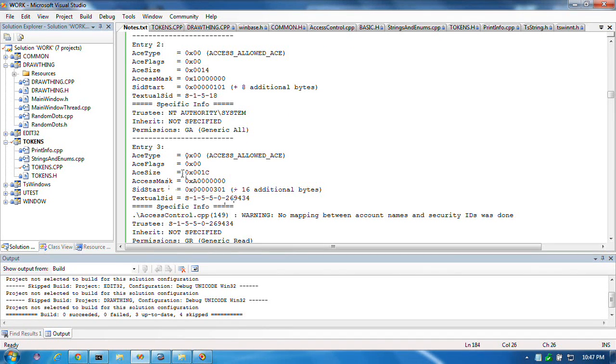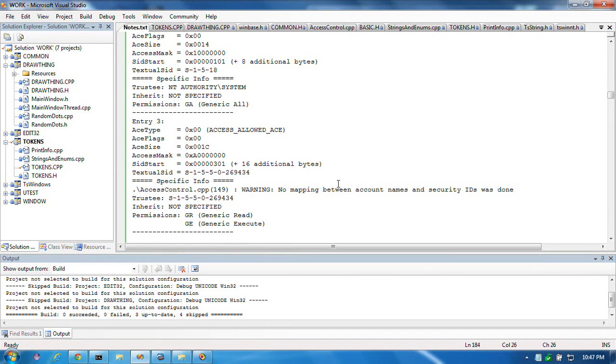Now there's this weird one, okay, and I get a warning. This was an assertion, turned into a warning, that this couldn't be mapped to any name on the system. And I looked around, and I finally found something like an answer to this.